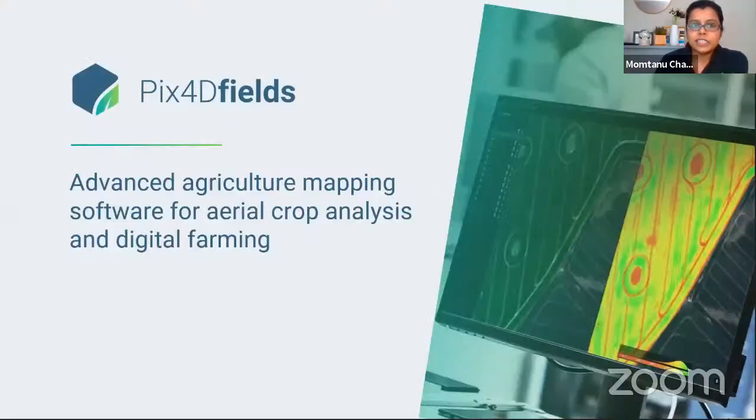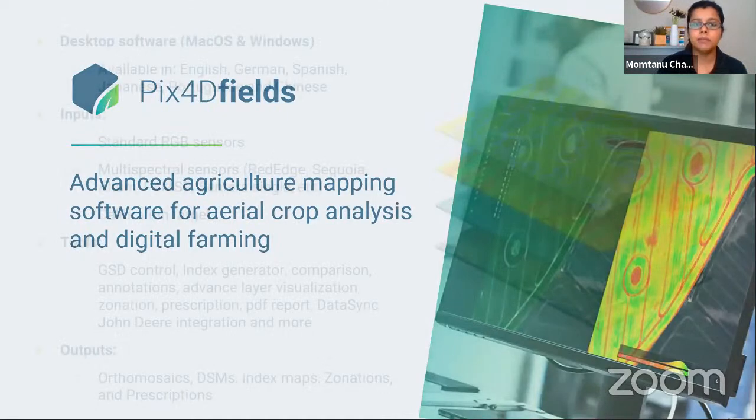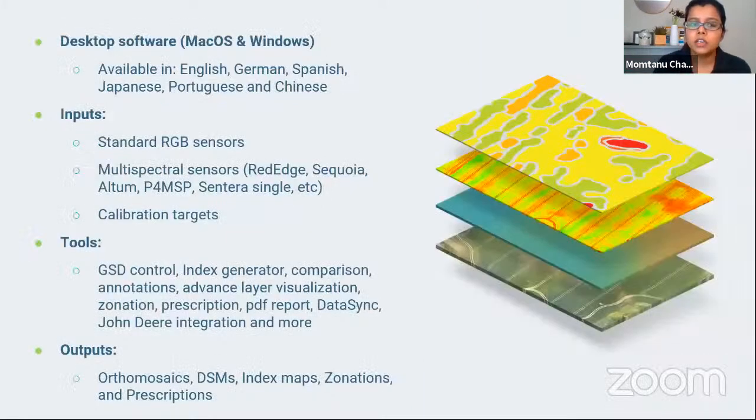So Pix4D Fields is a drone mapping software. It was built in 2018 and it's still evolving. It's very new, as I said, because Pix4D Mapper was developed in 2011. And then we decided to go vertical, and this was released in 2018. And it's still evolving. We are adding new features every day, which are helpful for farm management. This software is available in Mac OS and Windows.